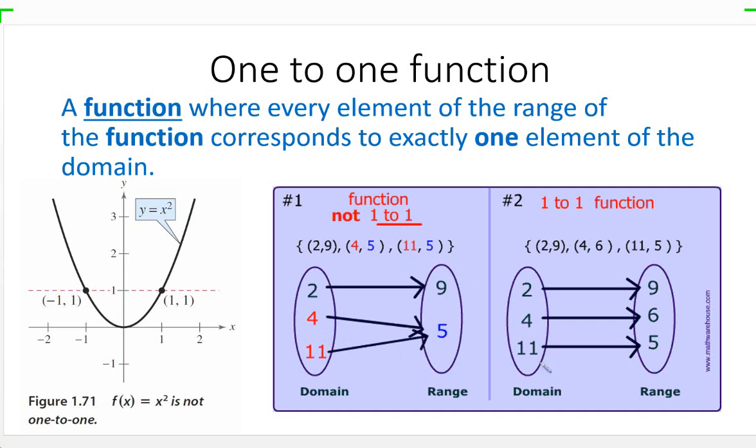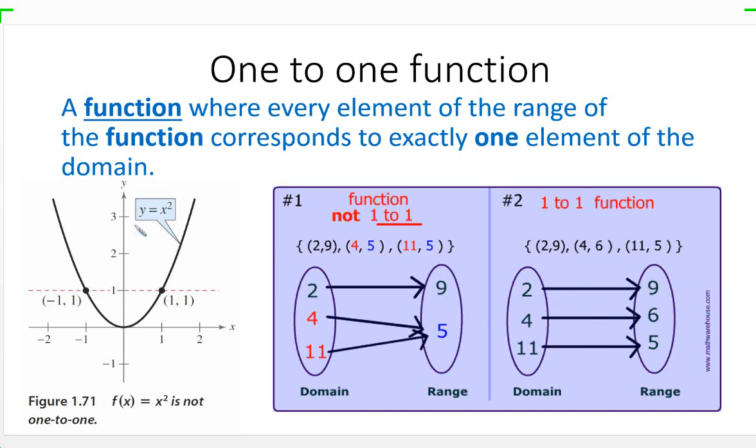Over here, this function is a function because the x values do not repeat, and each x value only goes to exactly one y value. If every x value goes to exactly one y value, then it is considered a one-to-one function.